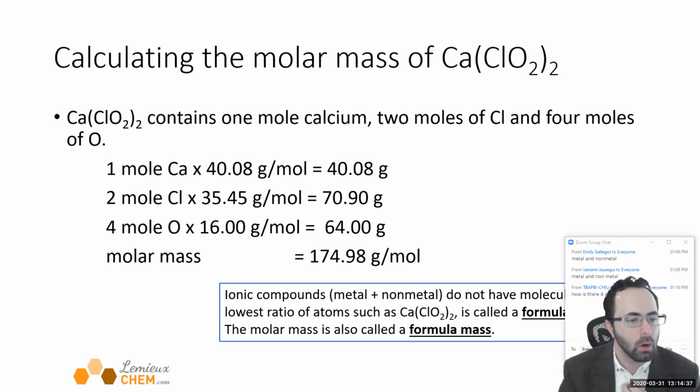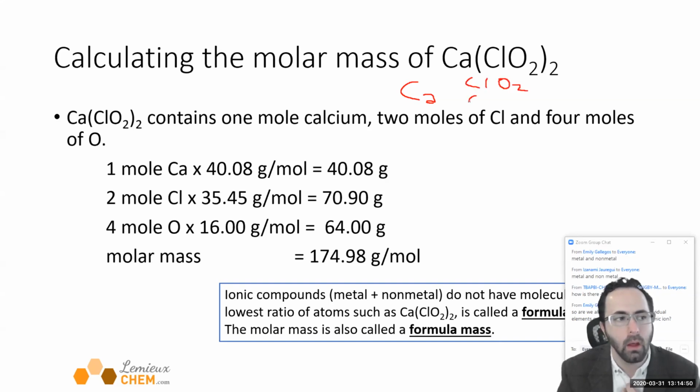How is there 4 oxygens? That's a good question. So again, we've got 1 calcium in here. And what this means is we have 2 chlorides. So 1 ClO2 here, and then another ClO2. So that gives us 2 chlorines, and 4 oxygens, 2 and 2, 4.